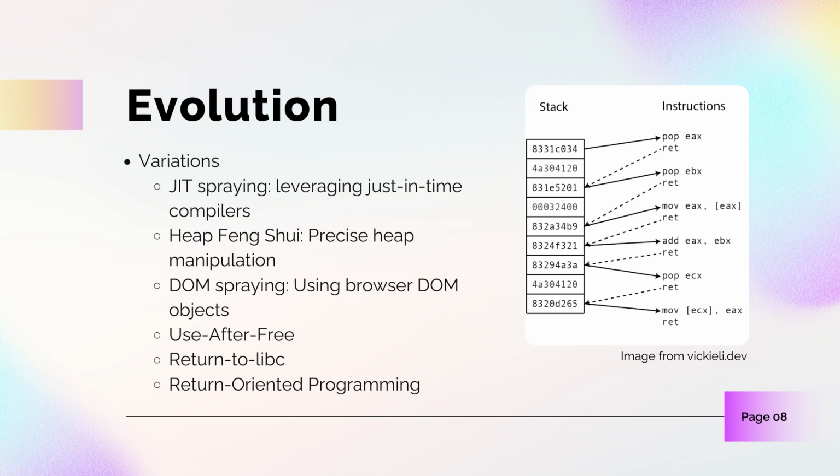Heap feng shui is another sophisticated approach, involving precise manipulation of the heap layout through careful allocation and deallocation sequences. By understanding how the memory allocator works, they can position objects at specific offsets, setting up the conditions for controlled corruption. DOM spraying exploits how browsers allocate document object model elements in memory. By creating large numbers of elements, with carefully crafted properties or HTML content, attackers can control significant portions of the heap. This method avoids the use of suspicious JavaScript structures, like oversized arrays, that may be flagged by browser defenses.